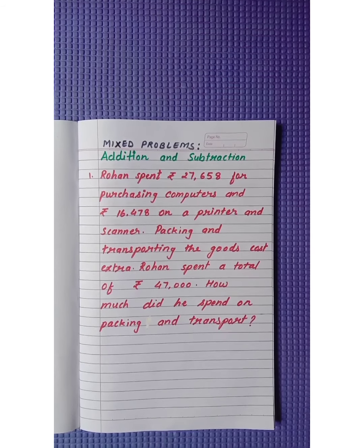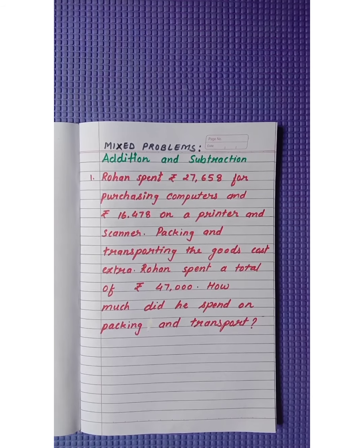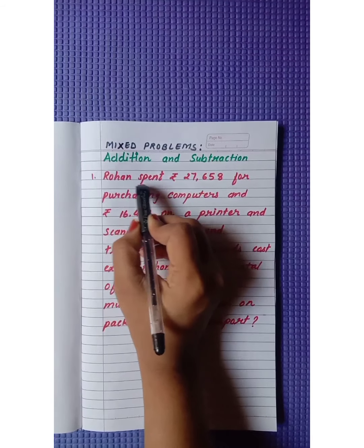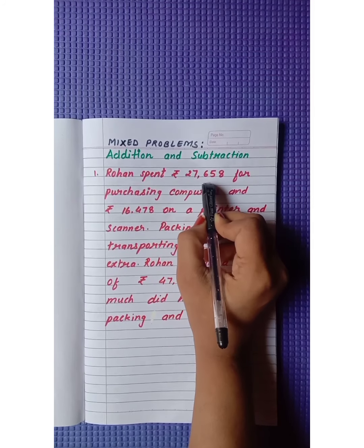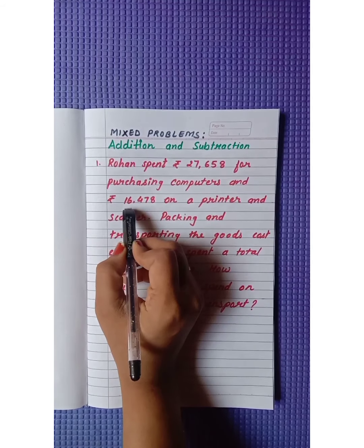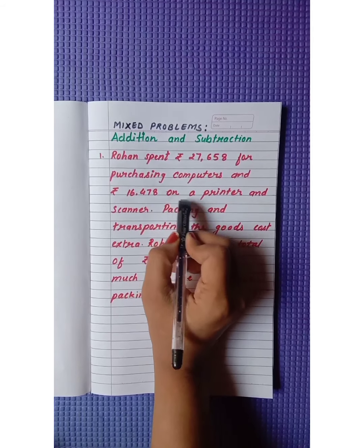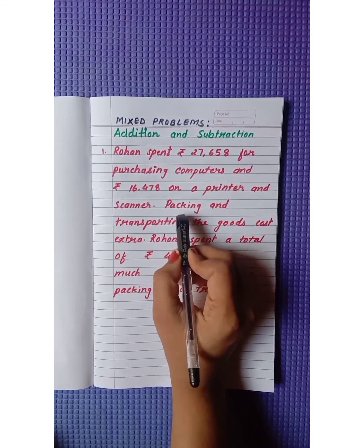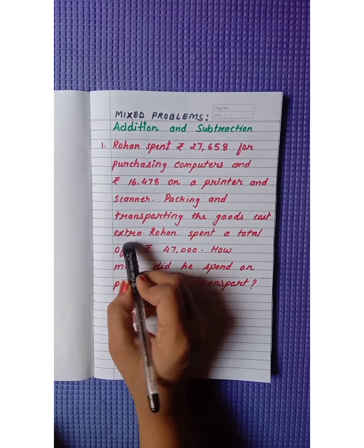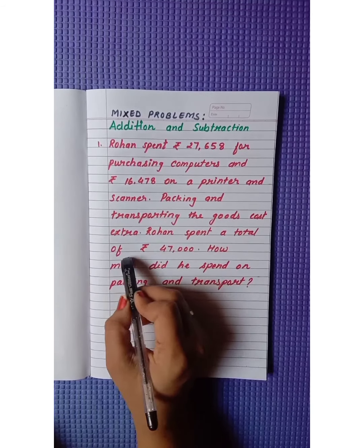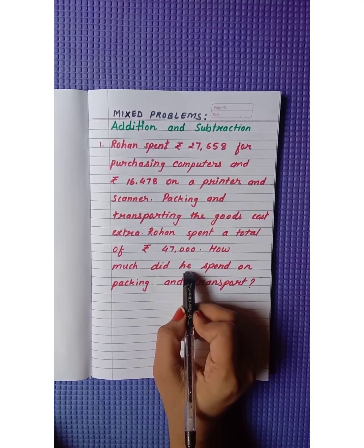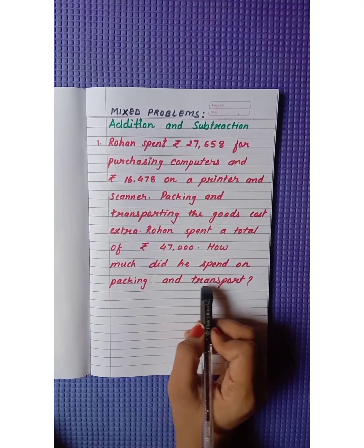Let's see an example of mixed word problems, which includes addition and subtraction. Let me read it out. Rohan spent rupees 27,658 for purchasing computers and rupees 16,478 on a printer and scanner. Packing and transporting the goods cost extra. Rohan spent a total of rupees 47,000. How much did he spend on packing and transport?